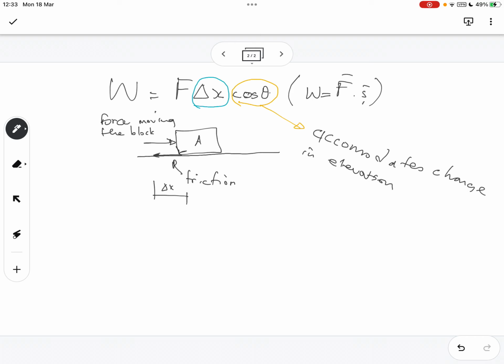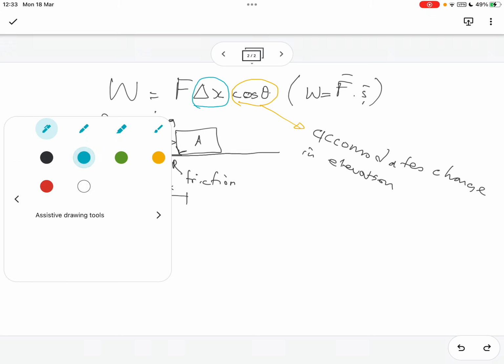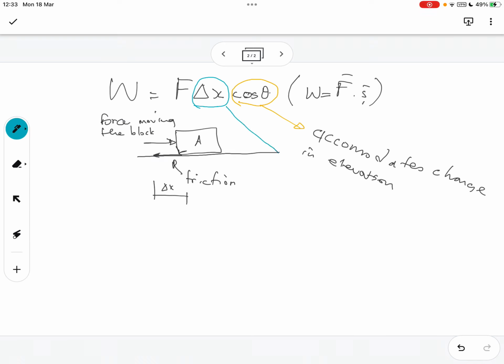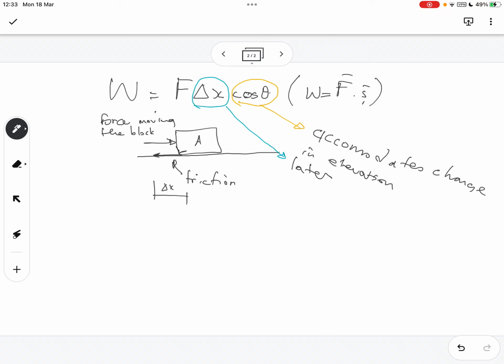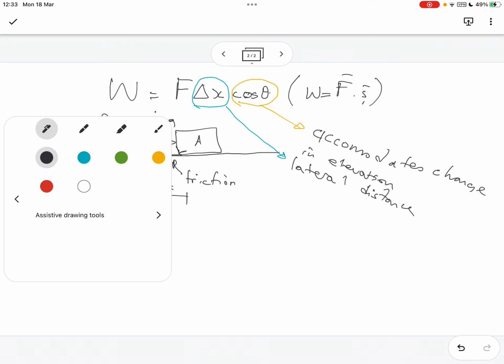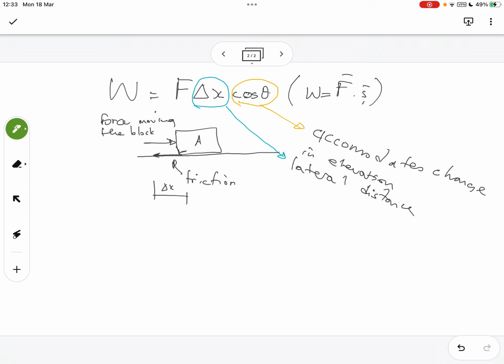And this here is the lateral distance. Let's make it blue. This here would be the lateral distance. And this here would be the force that is applied onto the object, so F. This is the force applied onto the block over that distance.